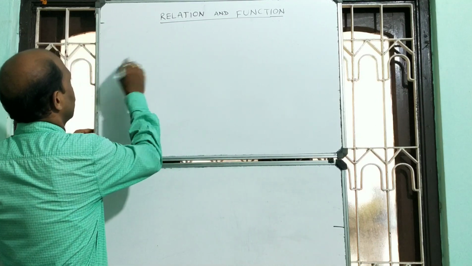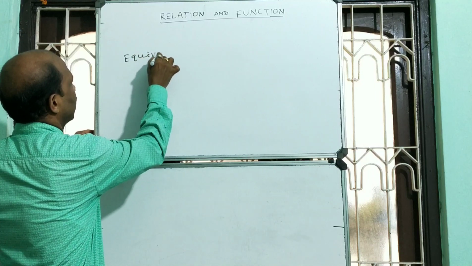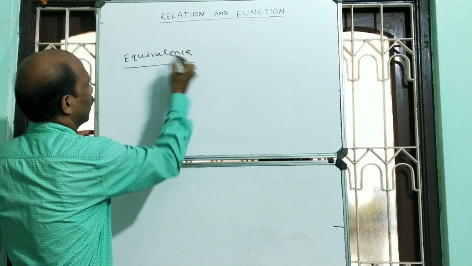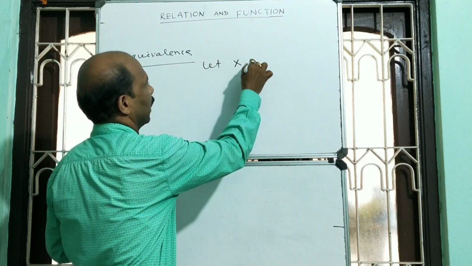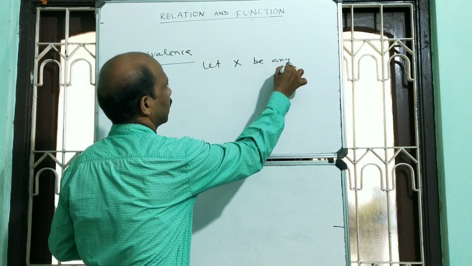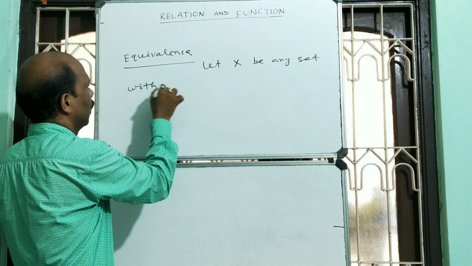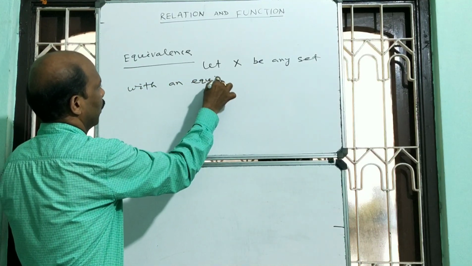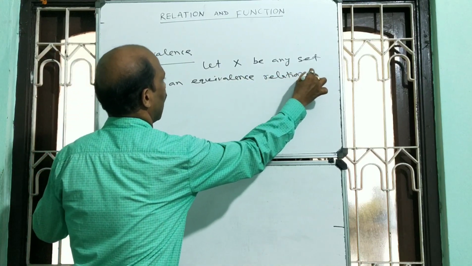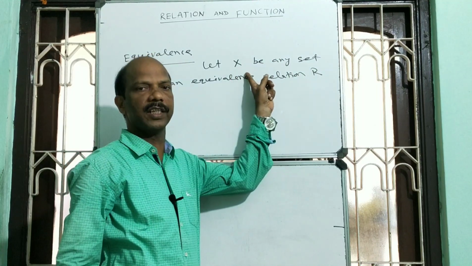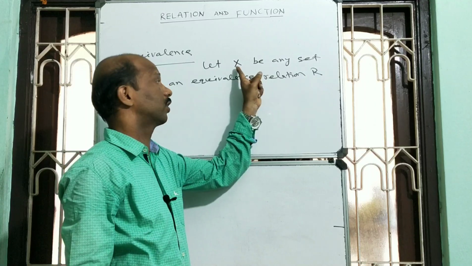Let's start. Today we'll start from equivalence class. What is equivalence class? Equivalence class means let capital X be any set with an equivalence relation R. That means X is any set and R is an equivalence relation on the set X.